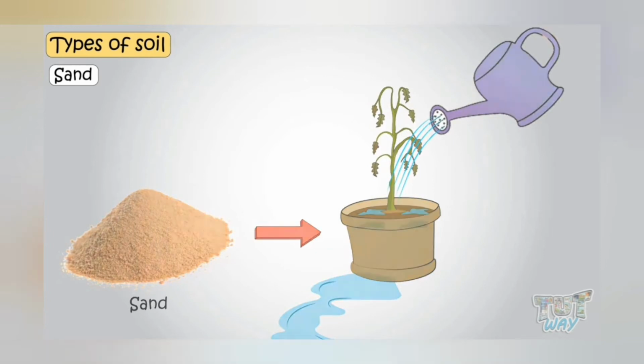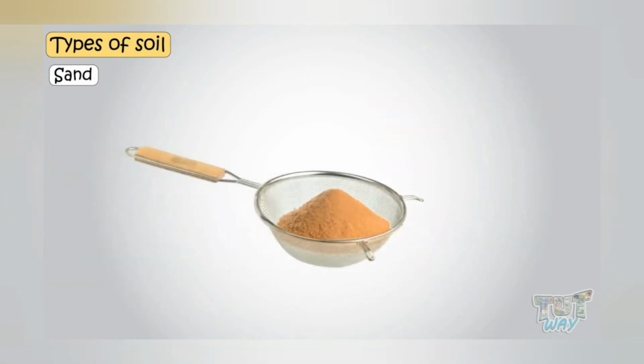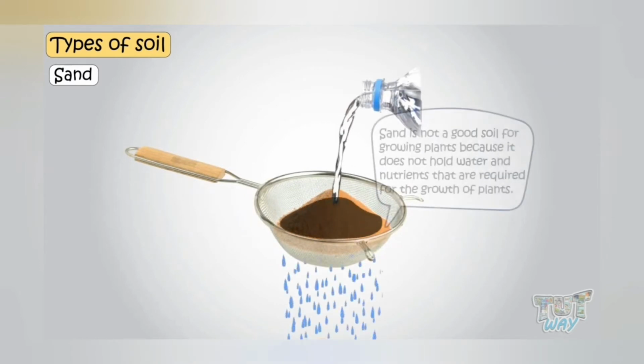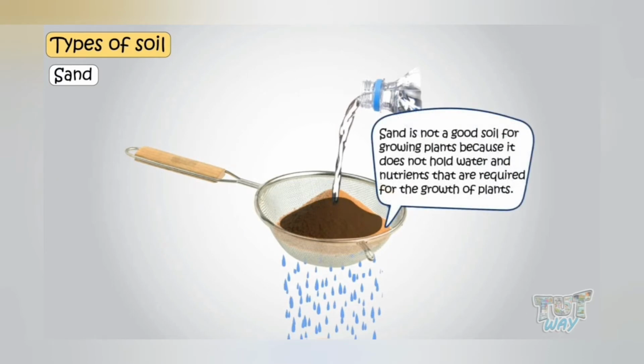Take some sand in a strainer and add water. Water will easily drain through the sand. So sand is not good soil for growing plants because it does not hold water and nutrients that are required for the growth of plants.